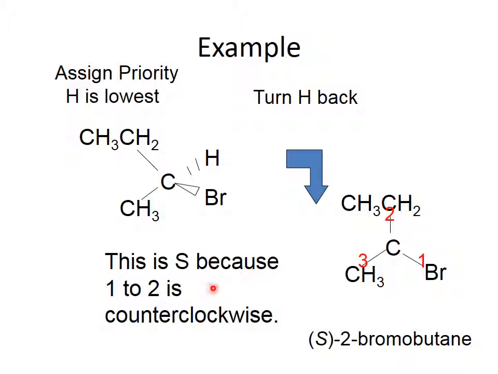This is called bromobutane because you can see it's 4 carbons. So that's butane. On the number 2 carbon, we have a bromine. So it's 2-bromobutane. All of the halogens get an O ending on them. So fluorine is fluoro, chlorine is chloro, bromine is bromo, and iodine is iodo.